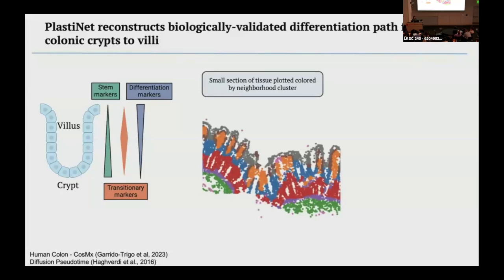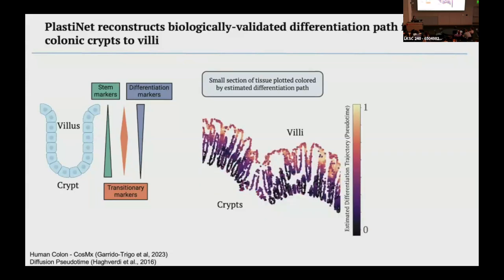Each layer is composed of different cell types, giving each neighborhood a unique composition. The clustering resolution can be adjusted to capture broader or more refined neighborhoods, depending on the analysis needed. Next, we estimate the differentiation path of the epithelial cells, applying pseudotime to this embedding, and find that it accurately reflects the expected stem to differentiated cell trajectory spatially.